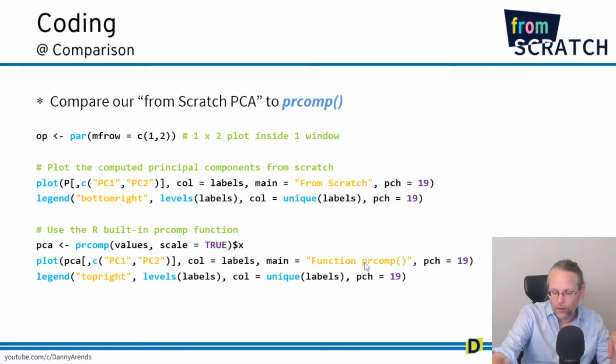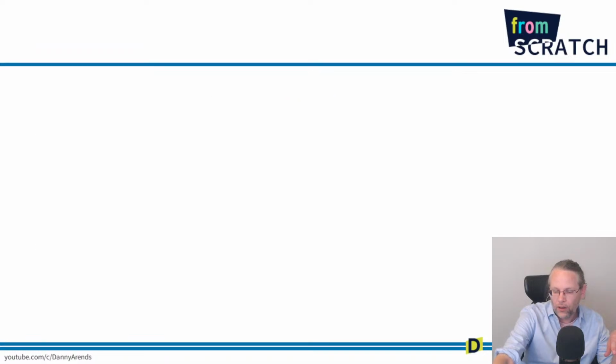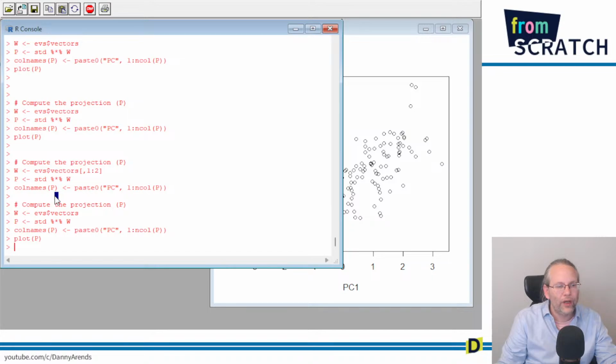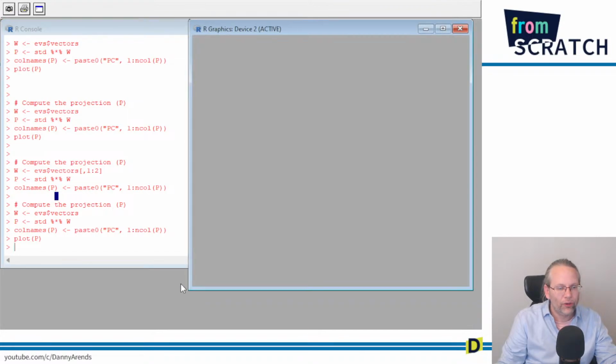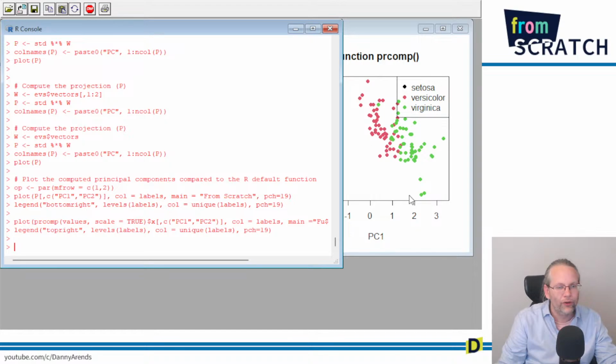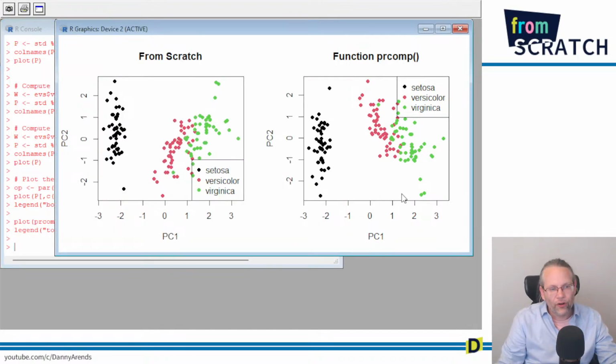All right, so let's check to R. Sure that we can see the R window. So let's do the little plot so that we can compare both of them together. So I'm going to make sure that my window is a little bit broader like this so we can fit all 2. Right, so and this is what we see. We see our from scratch principal component analysis and then the function prcomp.